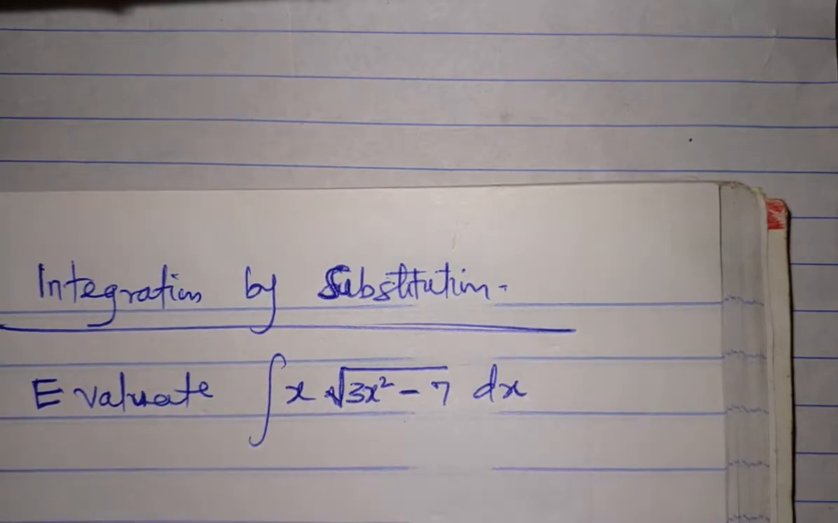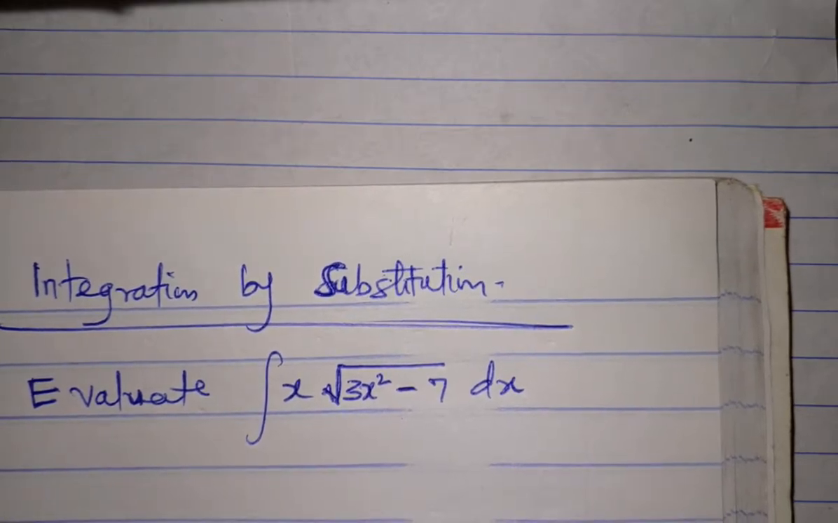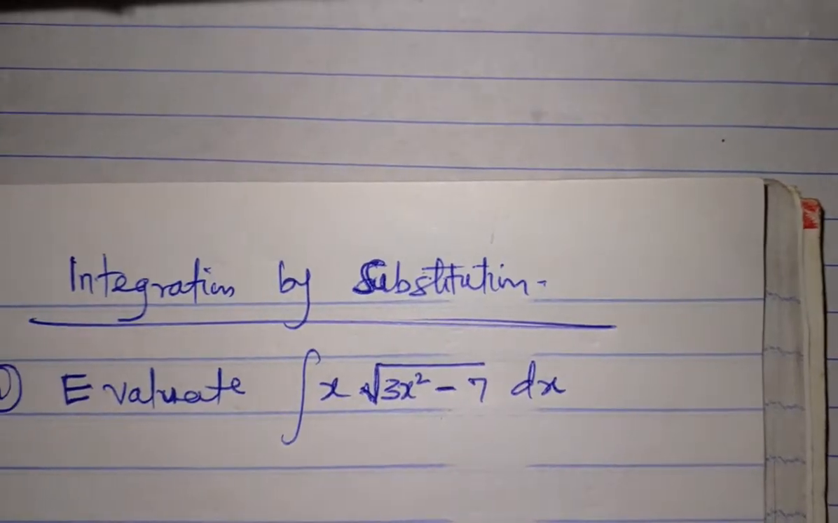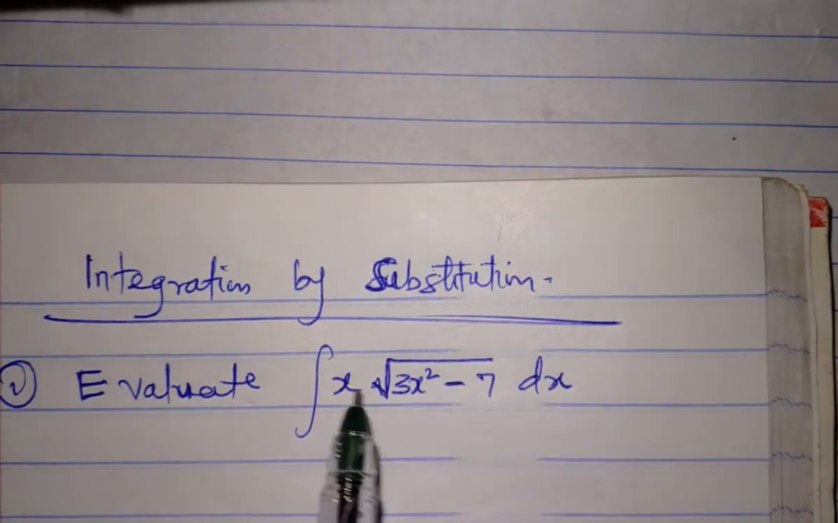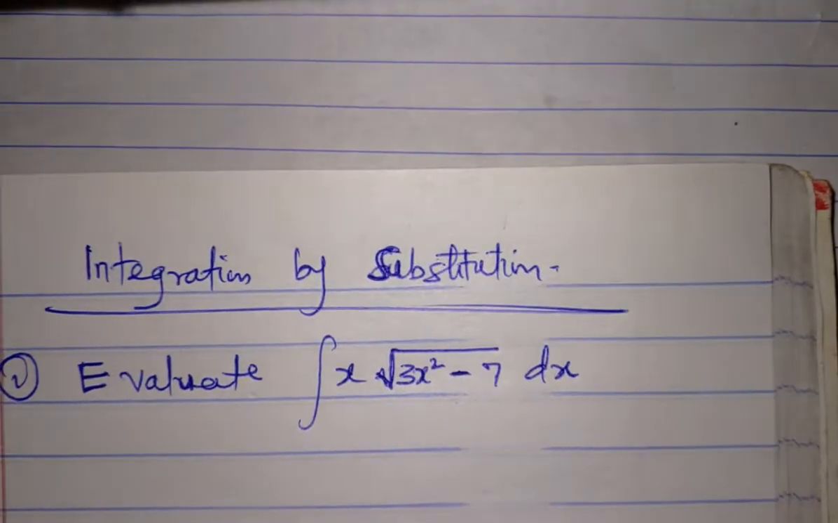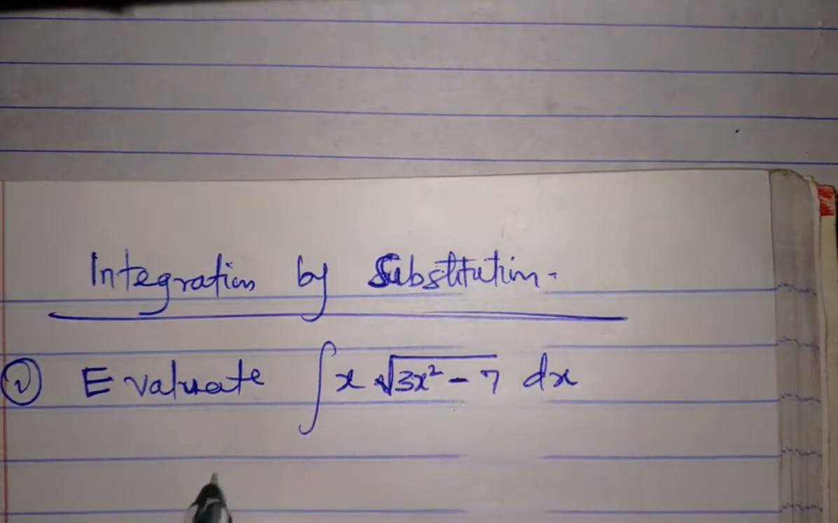In this video, we'll talk about integration by substitution. Here is the first question before us. Evaluate the integral of x times root 3x squared minus 7 dx. So this is how to do it.